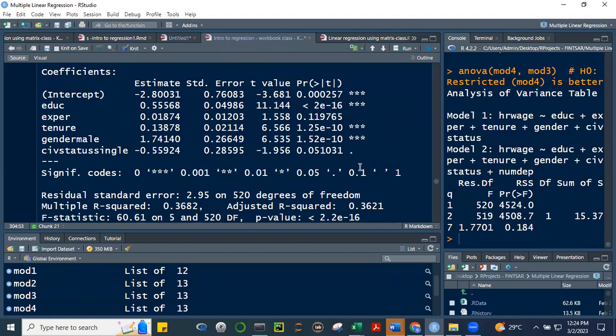Meron pa tayong insignificant, no? So, sino yung leading variable natin? Well, you know that the leading variable will be experience, kasi ang t-value niya 1.558, mas mababa kaysa dito kay civil status. Take note, yung absolute value lang, ha? Hindi yung numerical. So, tatanggalin natin si experience.